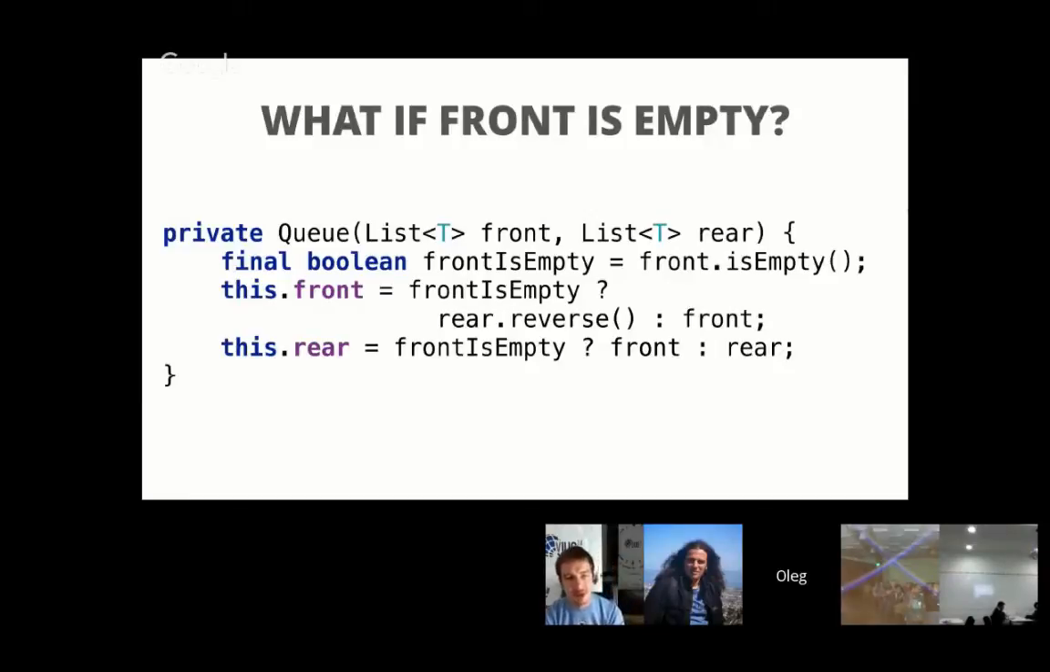So the trick here is, if the front is empty, we will need to use the rear as the front list. And since the rear is in the reverse order, we'll have to reverse that. And then we just use either the proper rear or the empty list for the rear itself. So the thing is that we use this reverse operation, and that is an expensive operation. It is linear in the size of the queue. So it will go through all the elements, and that might be quite inefficient.